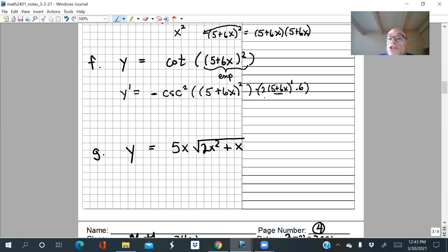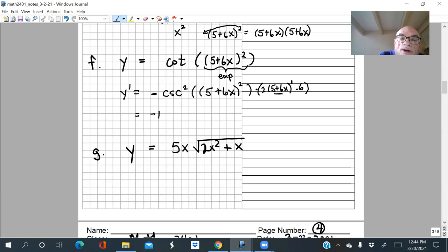See, notice there we use the chain rule twice. When we took the derivative of the cotangent, we had to multiply in the derivative of 5 plus 6x squared. So we took the derivative of 5 plus 6x squared, but since that was a 5 plus 6x, not just x squared, I had to multiply in again the derivative of the 5 plus 6x, which was 6. So finally, altogether there is the derivative. We're finished there.